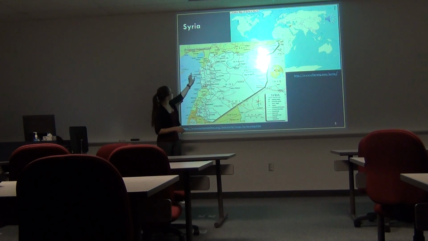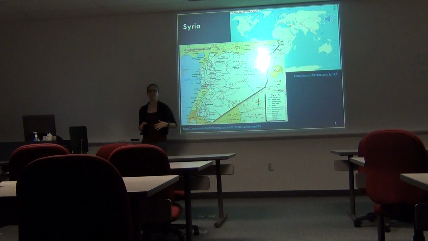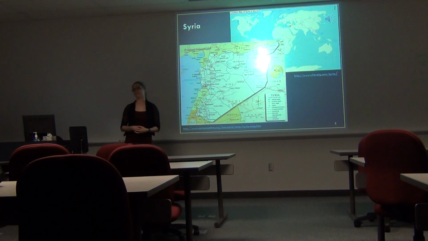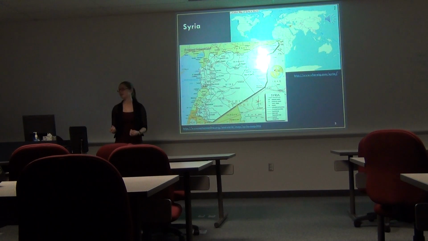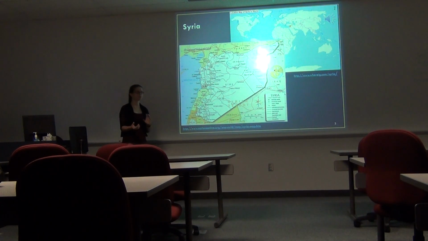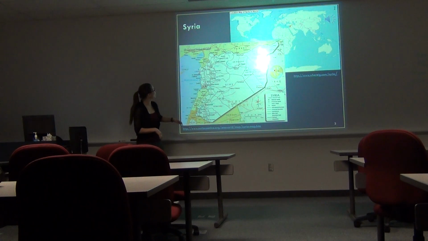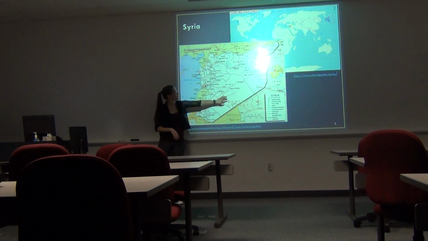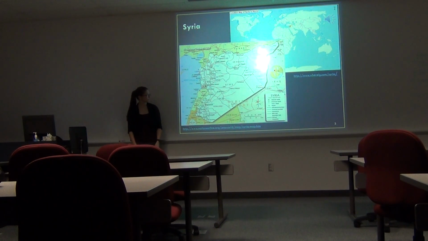Here is Tartus, and it's important to know where Tartus is because Tartus is the only Russian naval port in the Middle East. That's one of their main reasons for siding so strongly with the Syrian regime, in addition to the fact that they have communist ties in Syria as well. They tried communism for a while, but it didn't work. The rest of this is basically all desert, which goes into the fact that they are primarily an agricultural community.